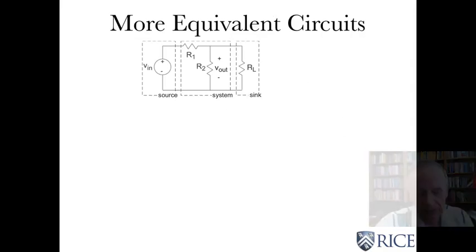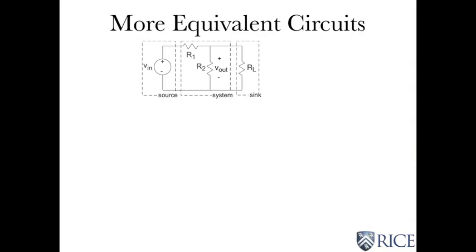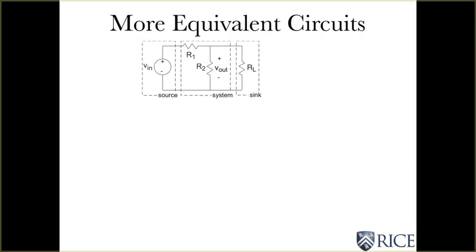So let's talk about a little bit of an extension of what we've already talked about. If you recall, this was our original circuit. We had a source, and our system was a series resistance, and we know that for that case, V out was R2 over R1 plus R2 times Vn. We used voltage divider to find it.